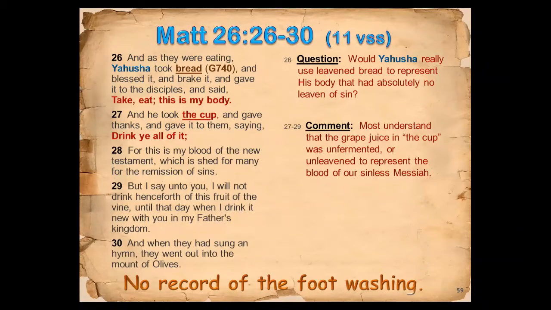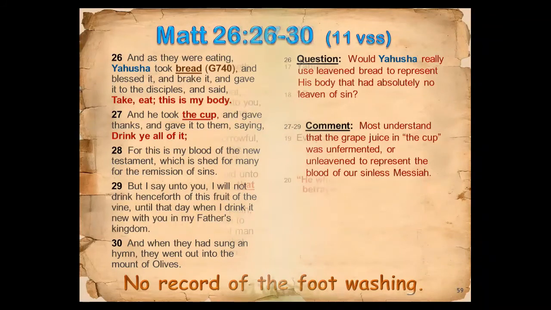He says, For this is my blood of the New Testament, which is shed for many for the remission of sins. But I say unto you, I will not drink henceforth of this fruit of the vine until that day when I drink it new with you in my Father's kingdom. And when they had sung a hymn, they went out into the Mount of Olives. And I would just like you to note that there is no record of foot washing in the book of Matthew. None whatsoever. Well, that was Matthew.